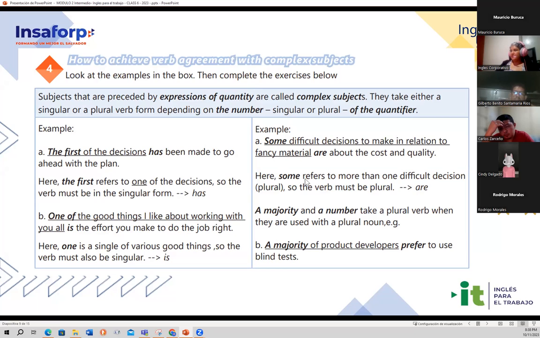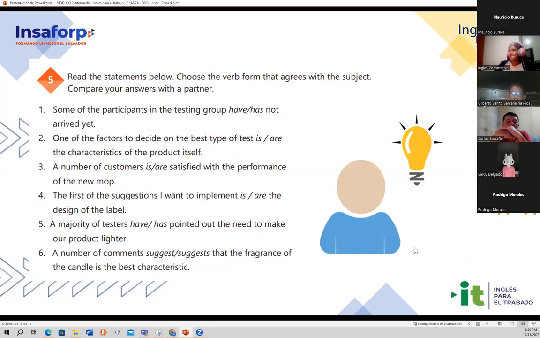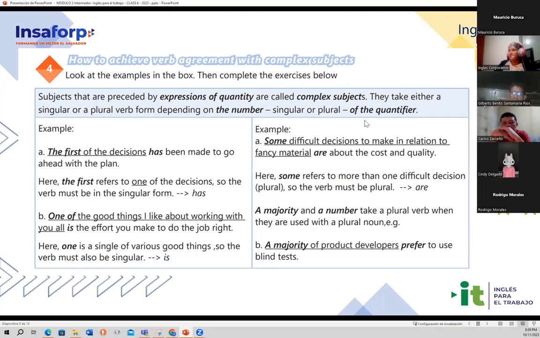Talking about the first one. It says, here some refer to more than one difficult decision, plural, okay? So the verb must be plural, are. Okay, it is talking about this one. Majority of the number take plural verb when they are used with plural nouns. For example, a majority of product developers prefer to use blind test. We're going to see what is a blind test too. Okay, we're going to see definitions for that. Majority of the product developers, okay, estamos hablando de que esto es plural, prefer, okay, no le agregamos esa S al verbo porque estamos hablando de plural. Si fuera singular, le tendríamos que agregar esa S al verbo para que tenga el verb agreement.